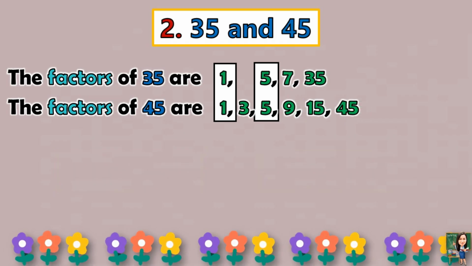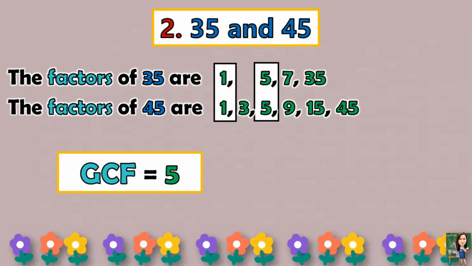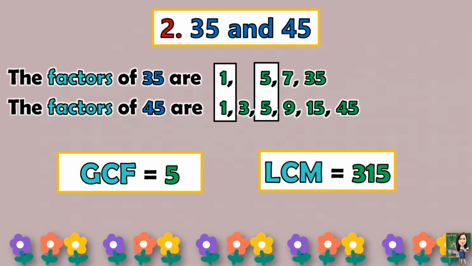Number 2, 35 and 45. The GCF of 35 and 45 is 5. And the LCM of 35 and 45 is 315.